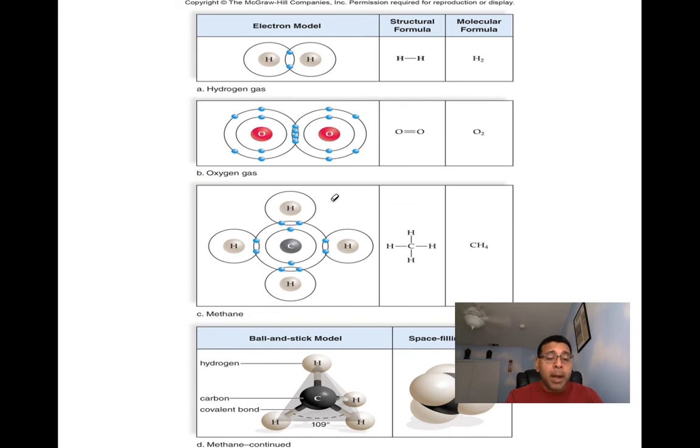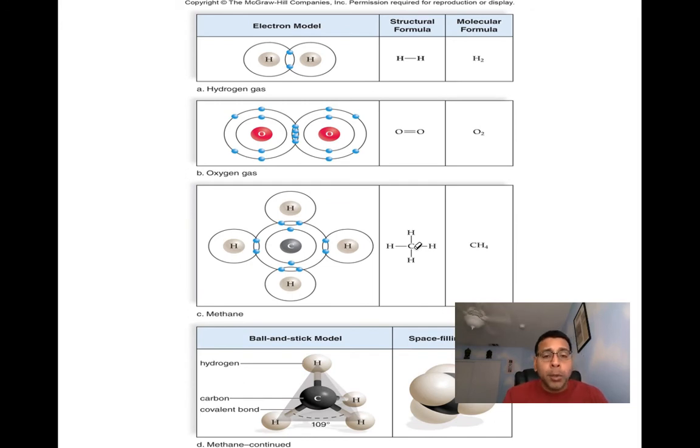Now, when 1 pair of electrons is being shared, as we see here, we have what we call a single covalent bond formed. Same thing here: you have a single covalent bond being formed between this carbon and this hydrogen, this carbon and this hydrogen, and the same thing down here also. So, single covalent bonds.